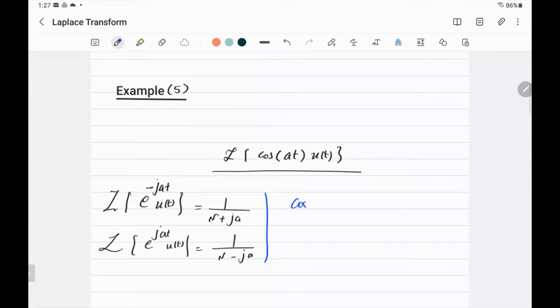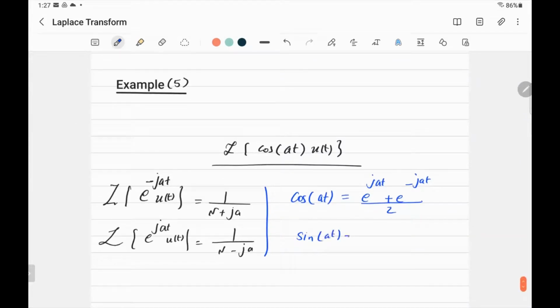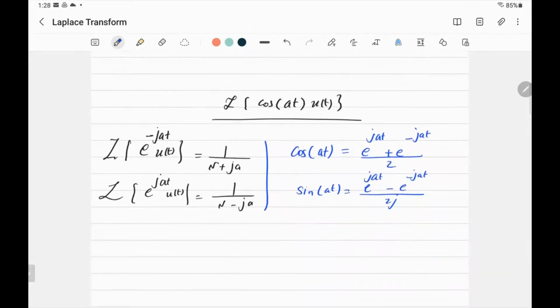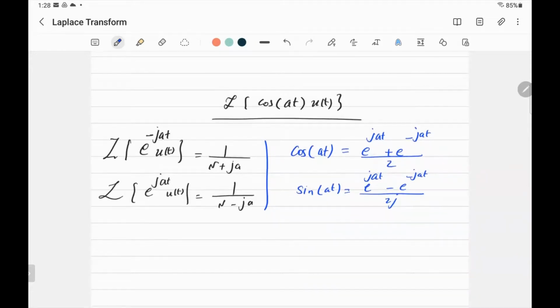So cosine at is equal to e to the power jat plus e to the minus jat, over 2. We did that. And if you want to find the Laplace of sine, you can do the same thing. Sine at is equal to e to the power of jat minus e to the minus jat, divided by 2j. That's the two Euler forms, one for the cosine, one for the sine. So now I need the cosine one, and I know how to find the Laplace transform.